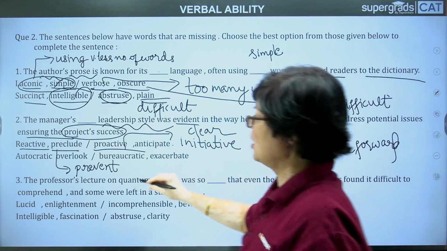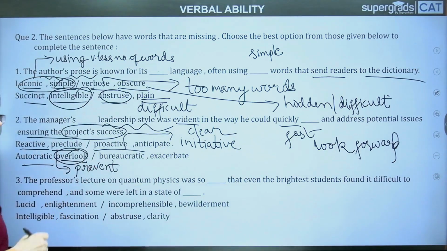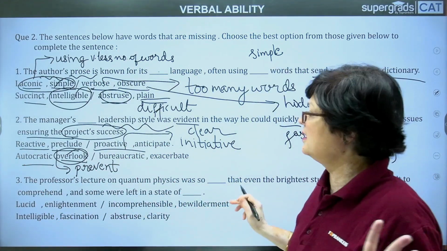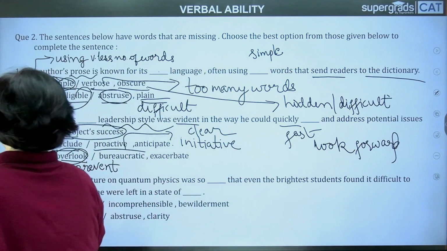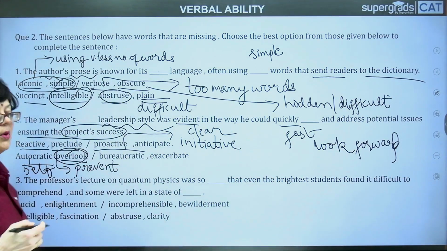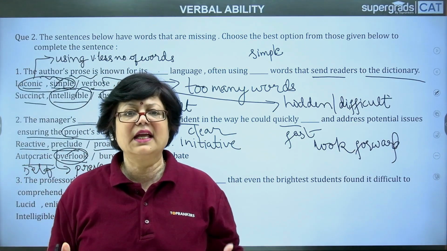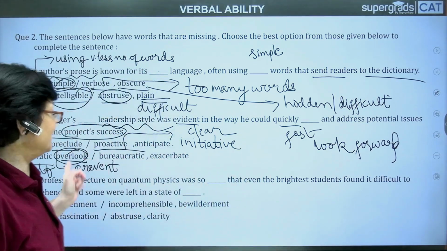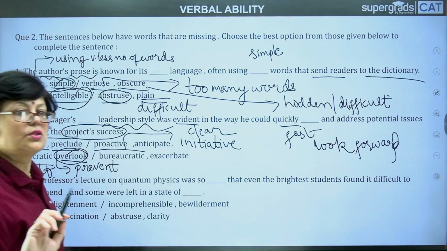Let's see the third option, autocratic and overlook. Overlook is a negative word. Overlook means to neglect, so the neglect word will not fit in this context. And autocratic: auto means self. Autocratic is the person who only gives importance to himself or herself. The person does not have any democratic ideals. So that person will be called autocratic. Autocratic and overlook, so this option also goes out of question.